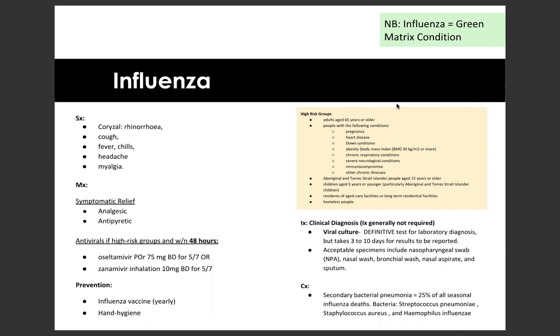And then I listed what high-risk groups are. So obviously elderly, people with pregnancy or other chronic health conditions, or ATSI as well. A definitive diagnosis is often not needed because it's clinical, but you can do a viral culture. Also important to know that influenza can be complicated by secondary bacterial pneumonia as well. So that's important to keep in mind, that even though it could be viral, it can become bacterial.